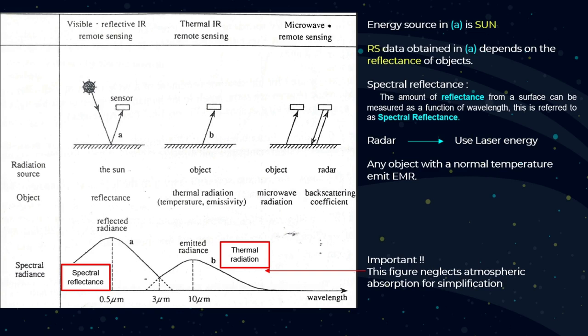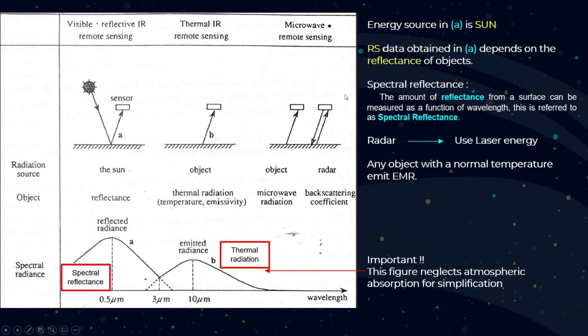Therefore, the information about the objects can be obtained from the spectral reflectance. Spectral reflectance means the amount of reflectance from a surface can be measured as a function of wavelength. So, this is referred to as spectral reflectance.